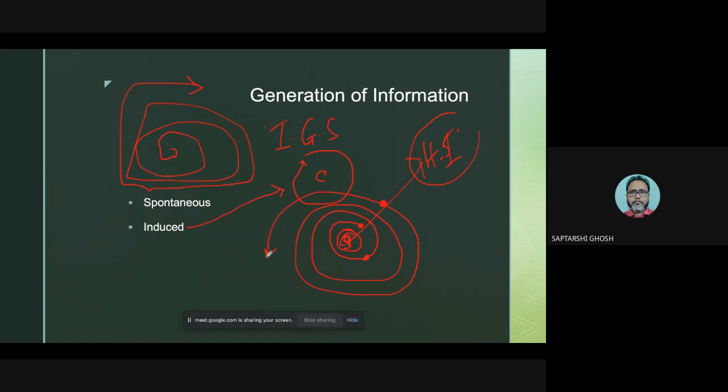So each and every time you develop new information, as for example, suppose you studied one article on information generation, and after studying that article and after hearing my lecture, you thought something of your own, and you published or delivered a lecture denying all the things already reflected in the existing literature as well as my deliberations. So this is something new you are saying.